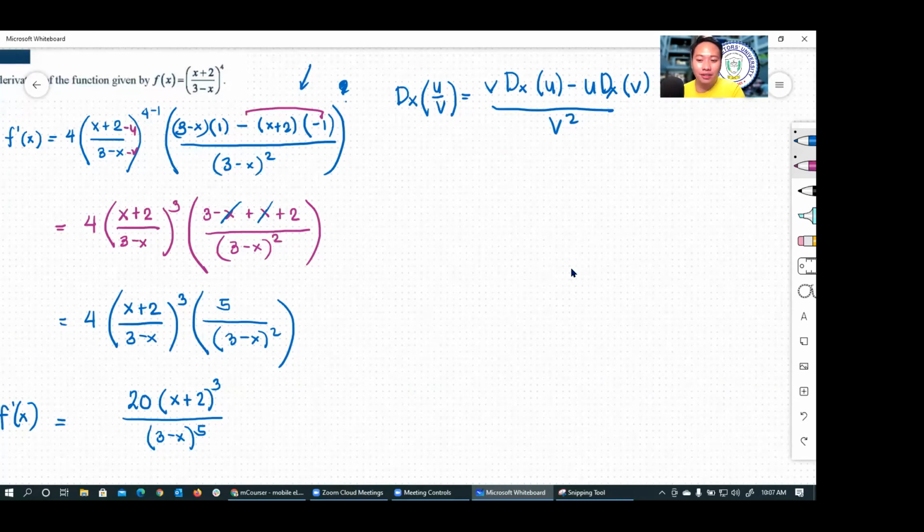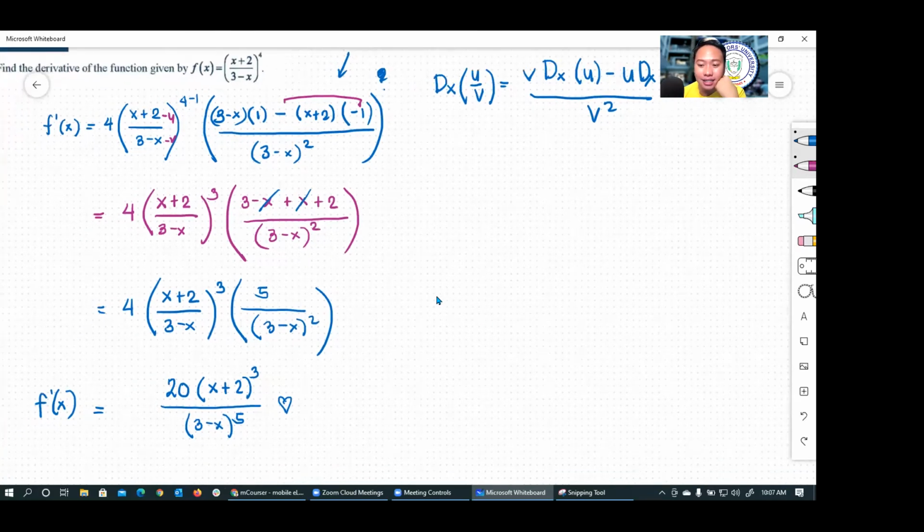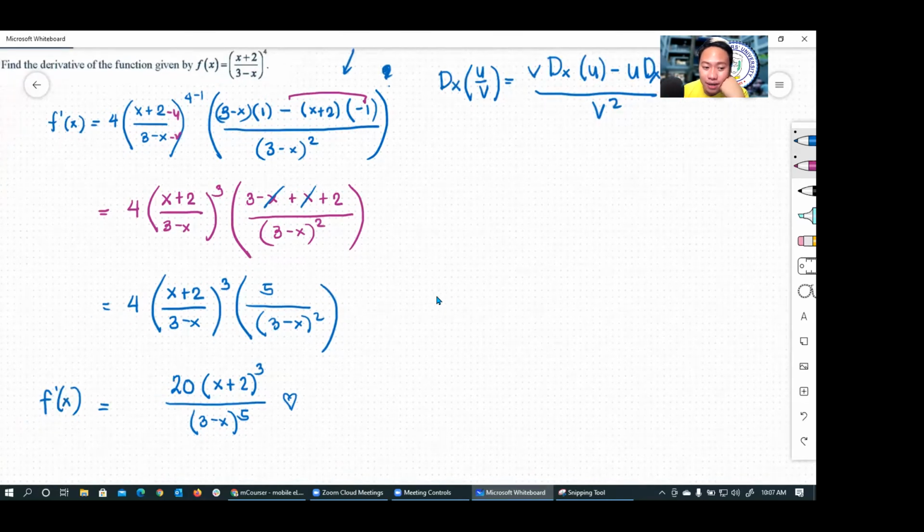So for this item, do you get why we have 3 minus x raised to the power of 5 for the denominator of the final answer? You combine 3 minus x cubed and 3 minus x squared. And since they have the same base, which is 3 minus x, you copy the base and add the exponents. So the answer for this item, guys, should be this one here.